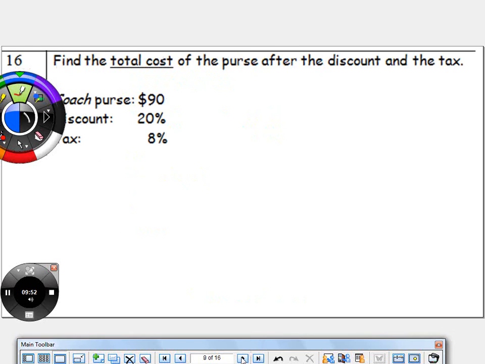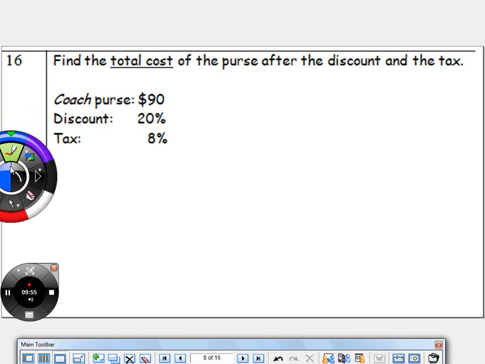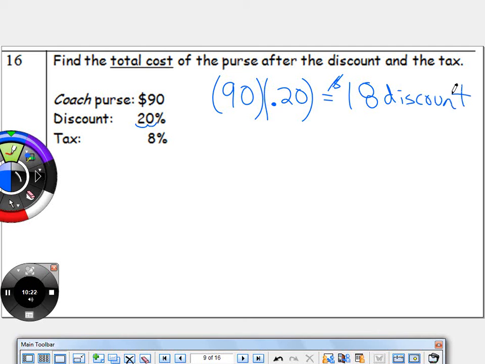Okay. Number 16, figure out what the total cost is after the discount and the tax. Well, we have a purse, it's $90. So what you would do is, and you can just use your calculator or do it by hand, but 90 times 0.20, that is 20% as a decimal. So you just move the decimal place over 2 spots. So that gives you, when you do that, you get 18. So this is your discount. And of course it's a discount, so you subtract it from your price. So 90 minus 18 means the purse only costs $72, but you got to pay tax.